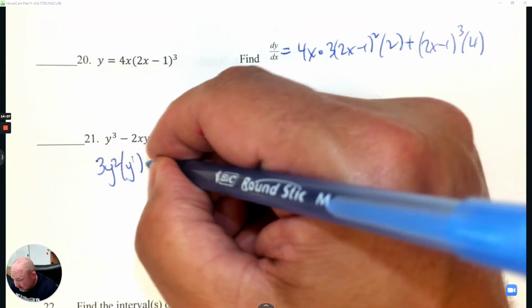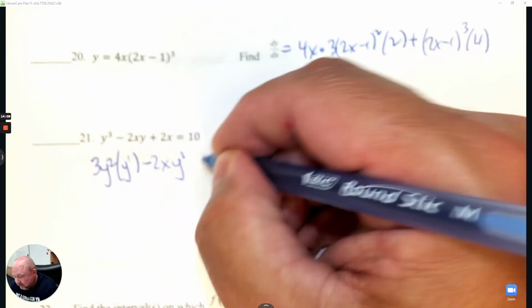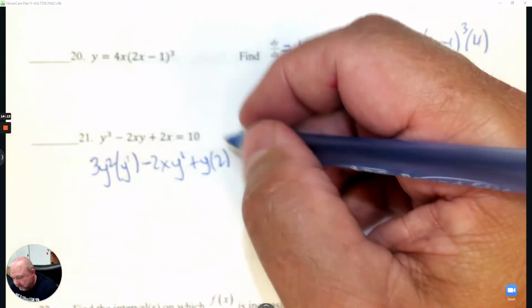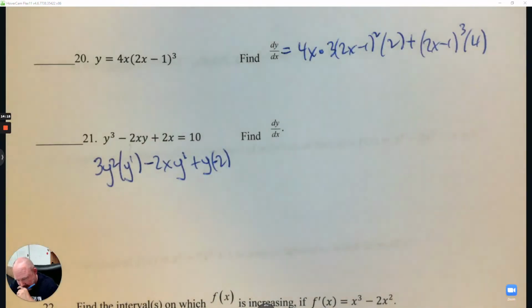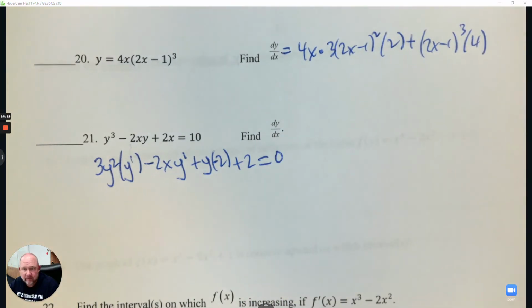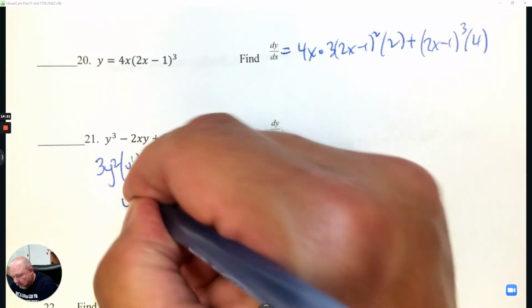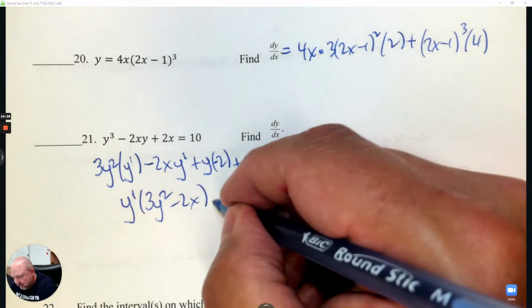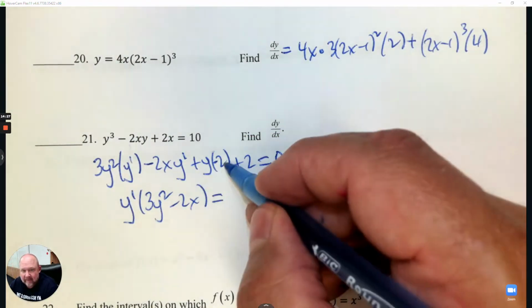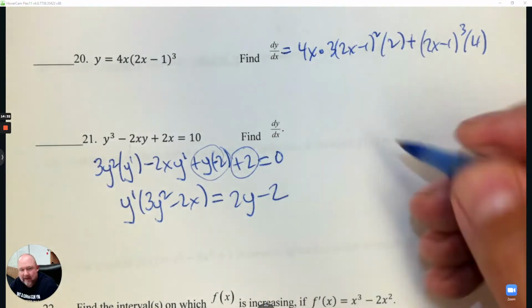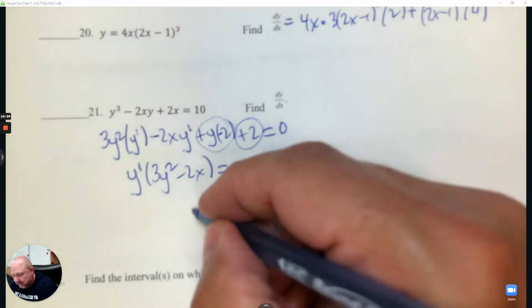-2xy is the product rule. So the first times the derivative of the second plus the second times the derivative of the first, which would be -2. And then 2x is 2, and then 10 is 0. There's step 1. Factor out y prime from 3y squared and -2x. On the other side, -2y will be +2y, and this +2 would be -2.